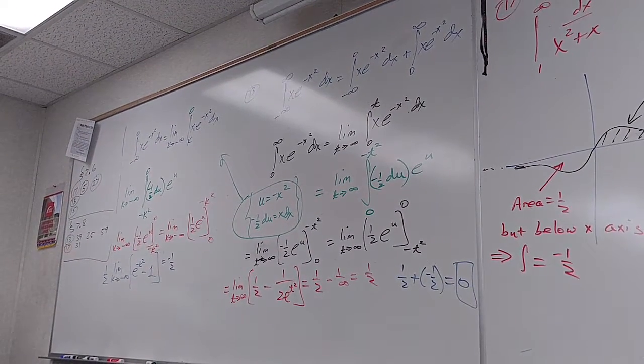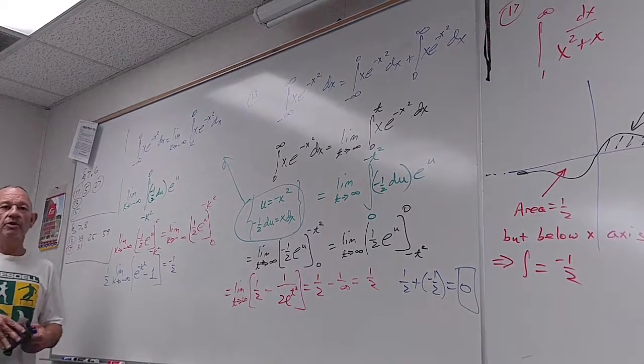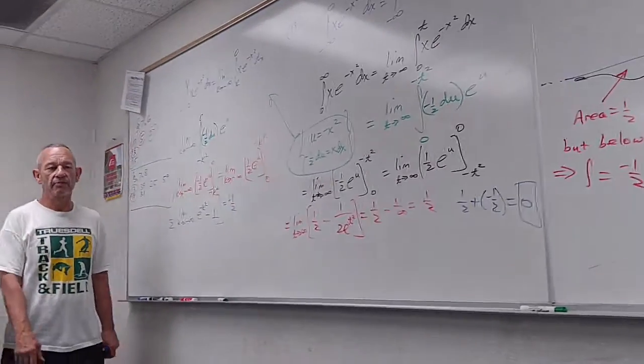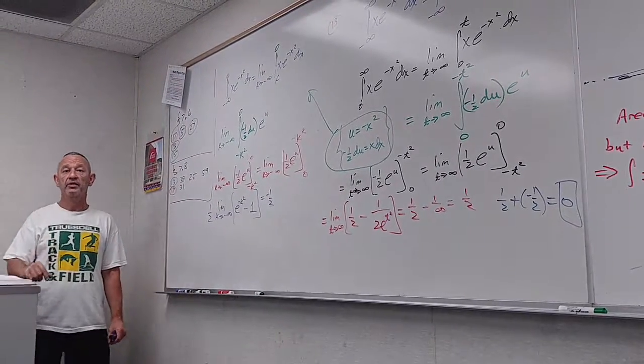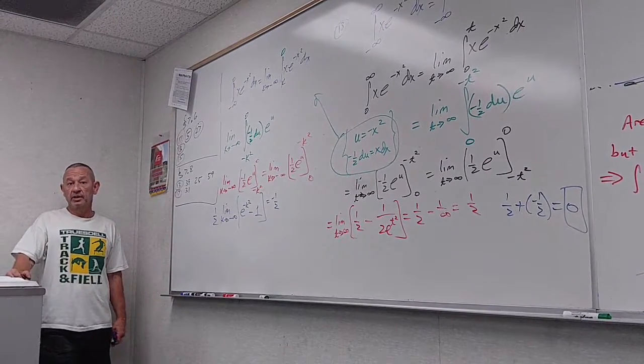Question? So is that a negative area, or are we just saying that since the integral is area it's negative? We're saying that the area is 1/2, but since it was below the x-axis, the value of the integral is negative.